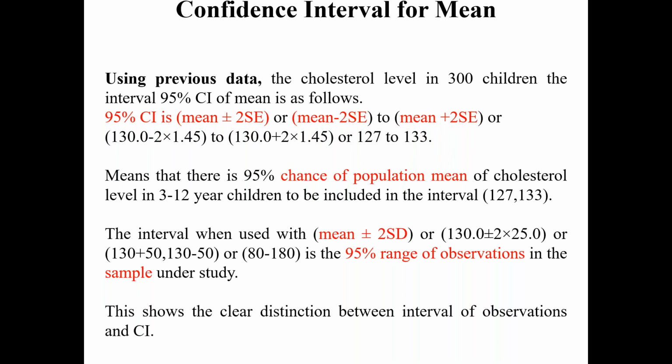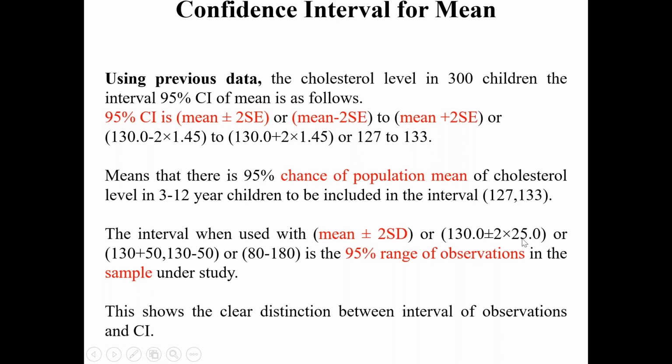All right, calculating the standard error, and after that giving it in terms of plus minus 2 standard error. So it means that there is a 95% chance of the population mean of the cholesterol in 3 to 12-year children to be included in the interval of 127 to 133. So this is similar to the sample mean plus 2 standard deviation.